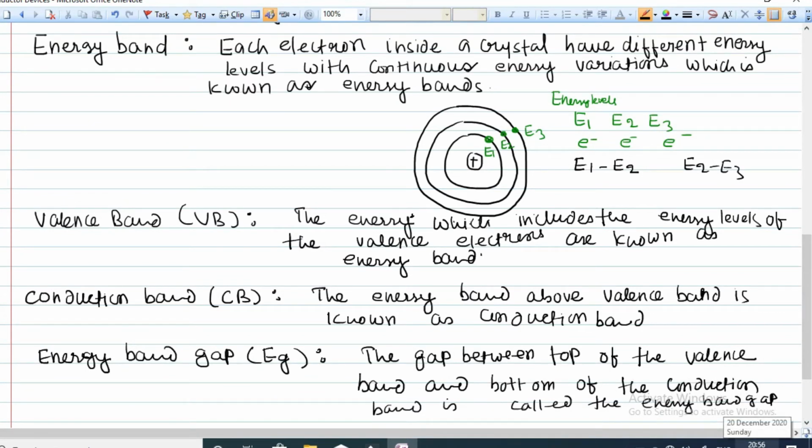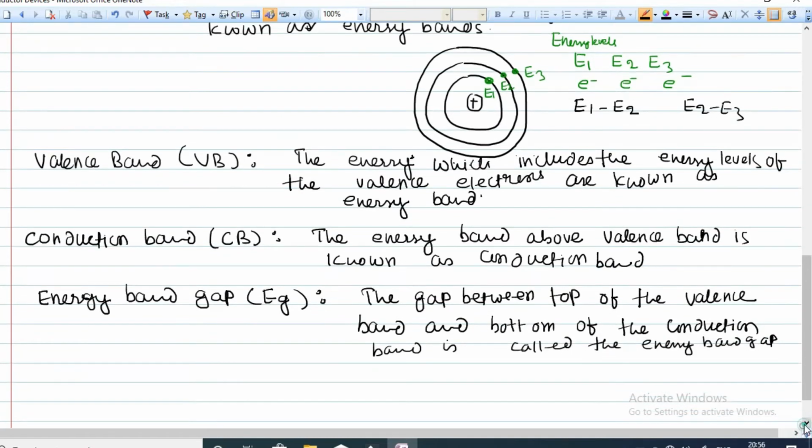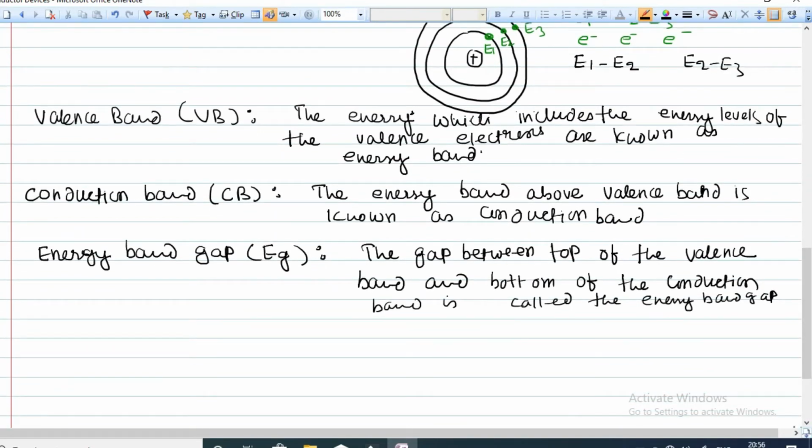These are the three definitions we must remember when we discuss the classification of conductors, semiconductors and insulators on the basis of the energy band diagram. Energy band is the continuous variation of energy of the electrons inside a crystal. Valence band includes the energy of the valence electrons, and the conduction band is the energy band above the valence band. The difference of energy levels between valence band and conduction band is known as the energy band gap.